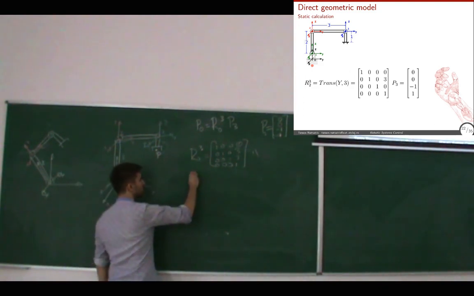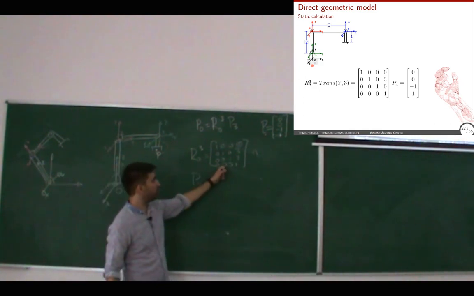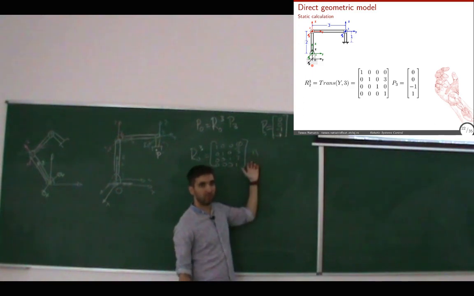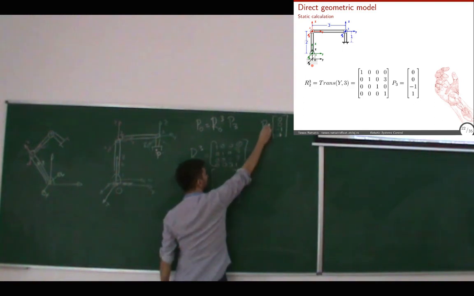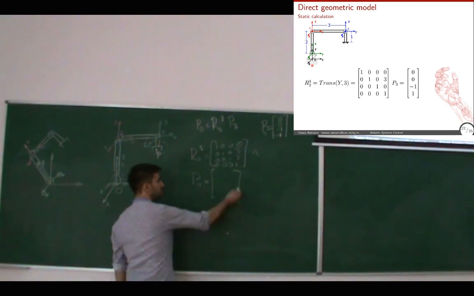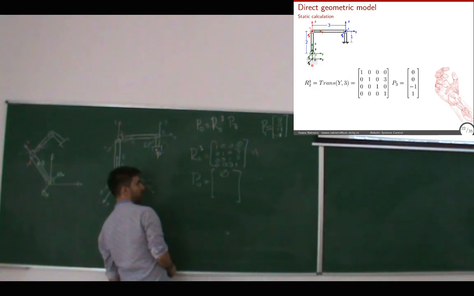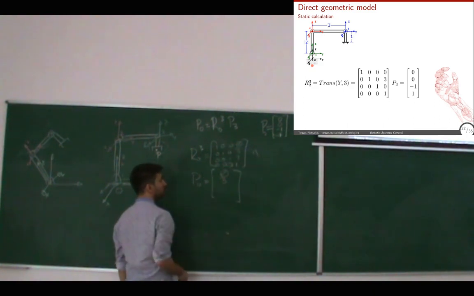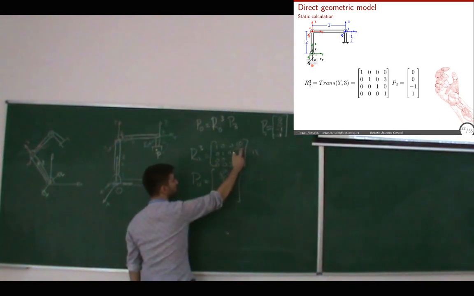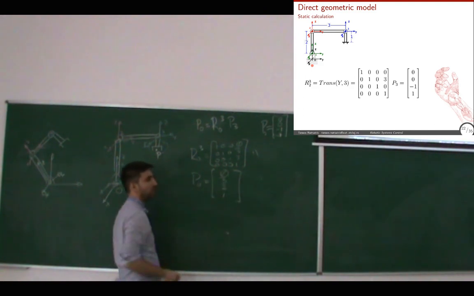Let's verify this. So what would be the result of this one? So this is a 4 by 4, this is a 4 by 1. The result will be a 4 by 1. So what would be the first element? It's this row with this column. Is it 0? This row with this column is 3. This row with this column, 2. We agree? So 1 minus 1 minus 1 plus 3, 2. And the last one will always be 1.